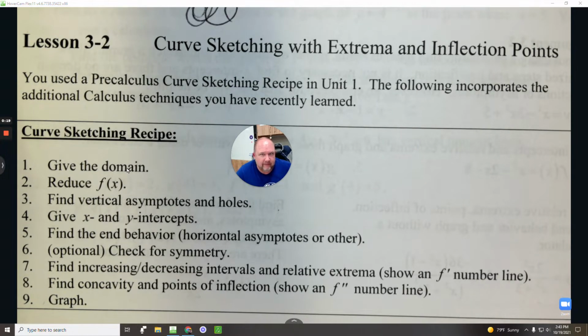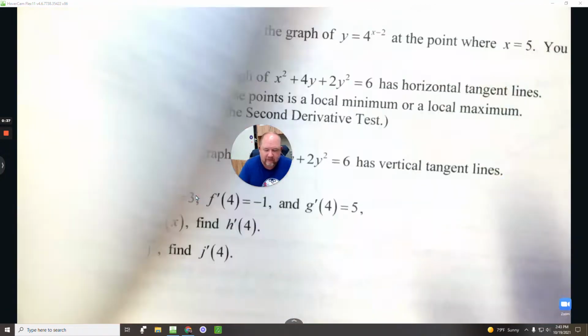The domain: to be able to factor and remove, that creates a hole. What doesn't remove creates a vertical asymptote. Intercepts, end behavior, checking for symmetry. Finding increasing and decreasing, using number lines, concavity, and then graphing it. So let's do this together, one step at a time.